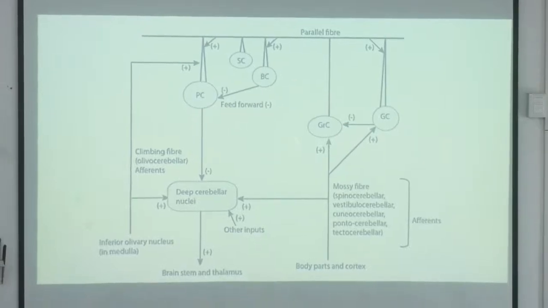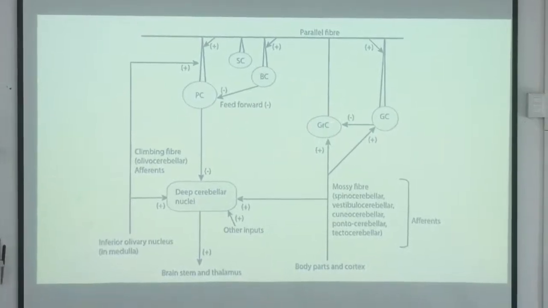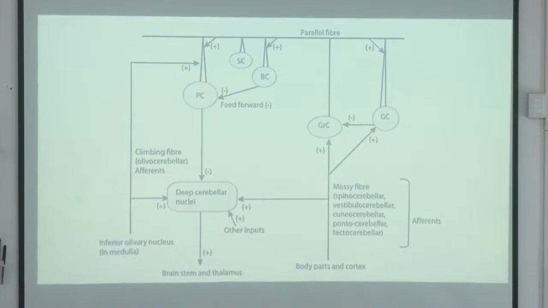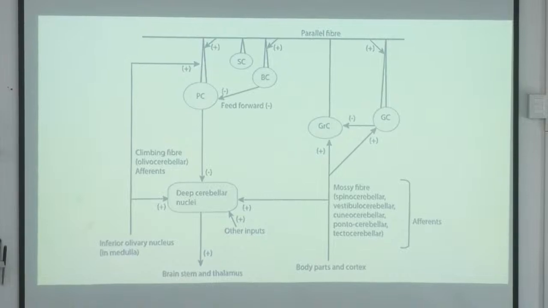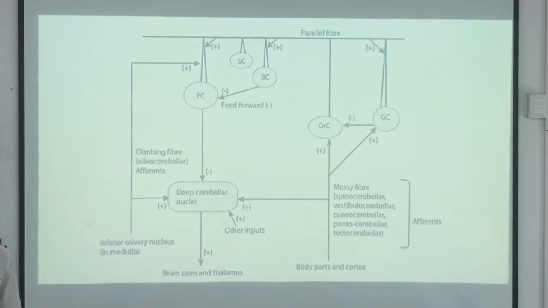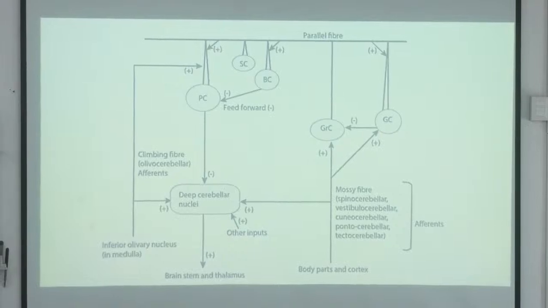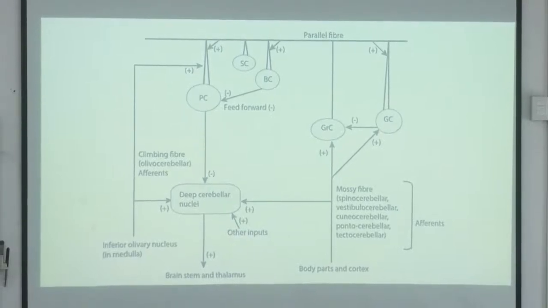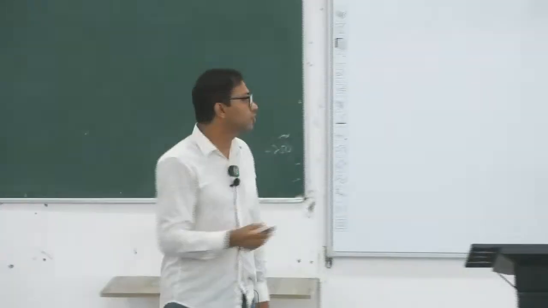So what is happening over here? You see the granular cell is activating the basket cell, and the basket cell is inhibiting the Purkinje cell. This is an example of feed forward inhibition. It is a very common question in the first professional MBBS examination: what is feed forward inhibition, and give me an example. So here is an example.